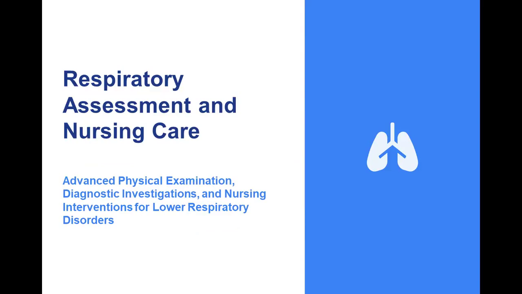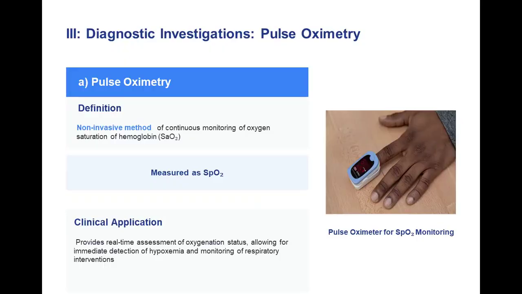We now move to part 3 of our assessment framework, the diagnostic investigations. We start with the simplest, most universal test, which is pulse oximetry. The definition is straightforward. It is a non-invasive method for continuous monitoring of the oxygen saturation of hemoglobin, SaO2. This measurement is displayed as SpO2.